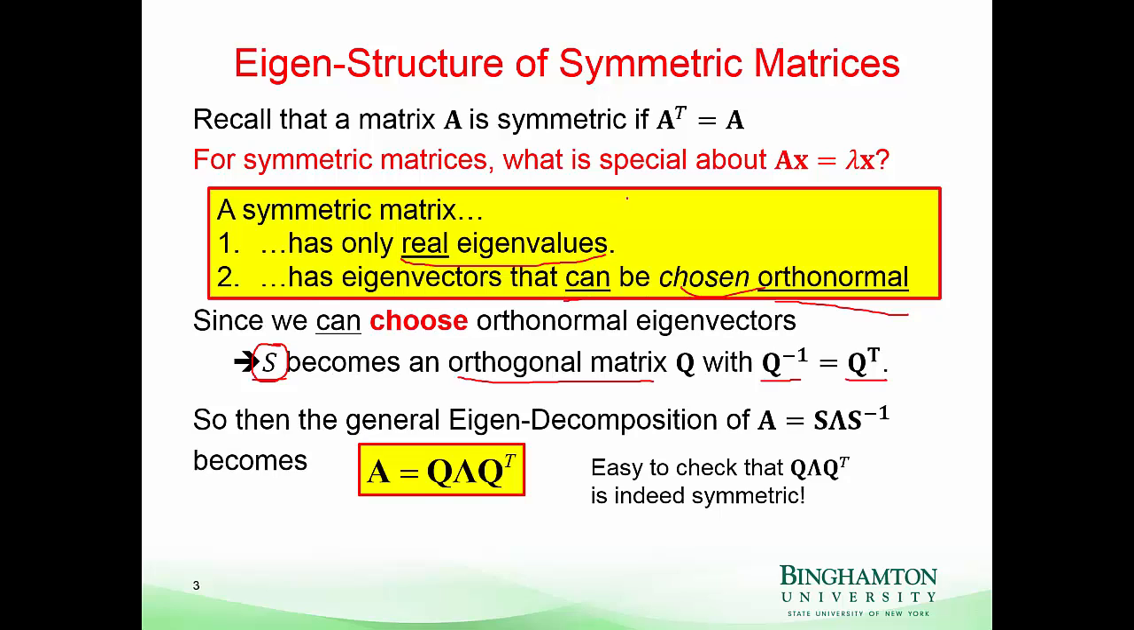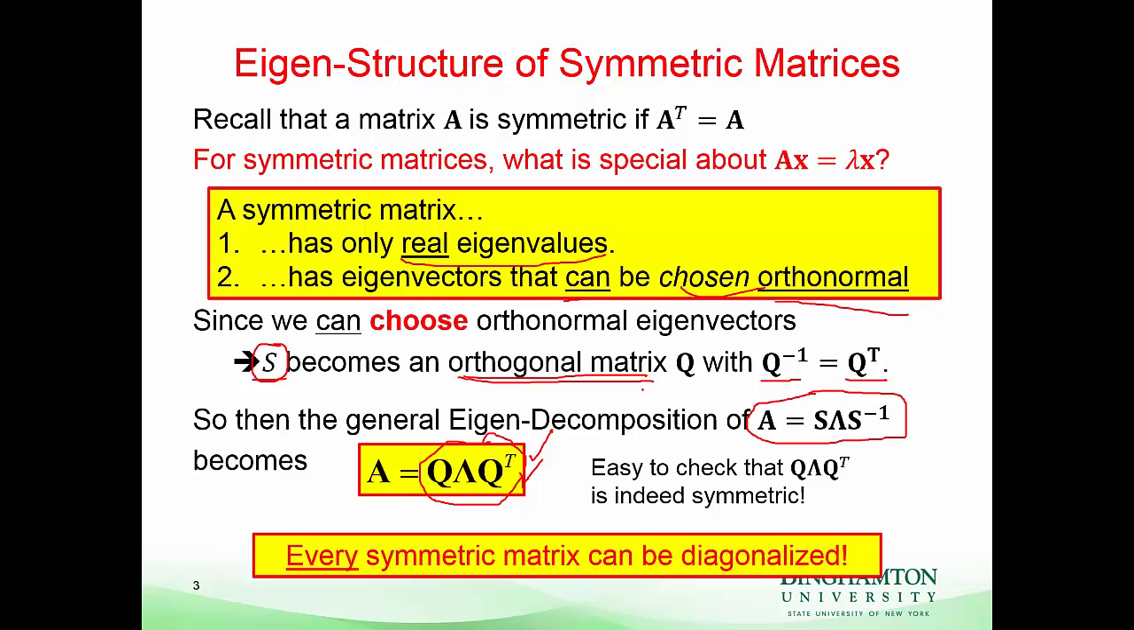So our general eigendecomposition for a diagonalizable matrix looked like this. But now we're saying if it's a symmetric matrix, we can write it like this, where Q is orthogonal. And if you take this and apply a transpose to it, and then use the properties of transpose, you can check that this form is indeed symmetric. So that's a good check to do.